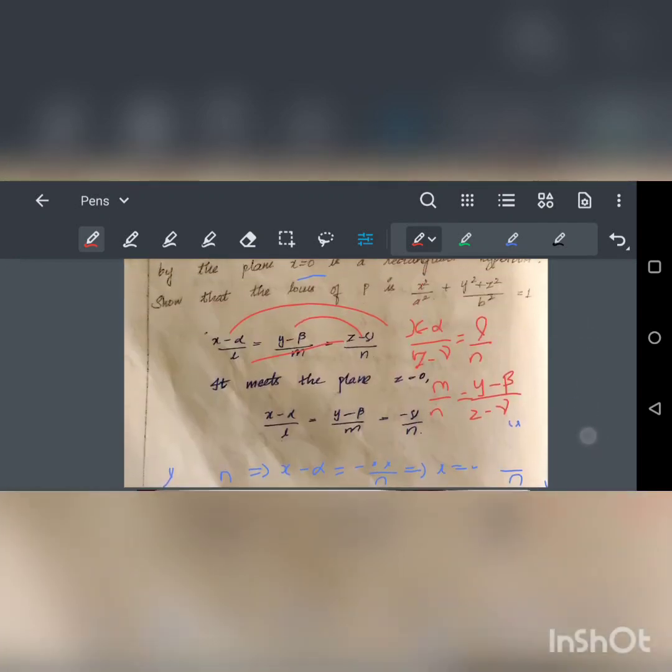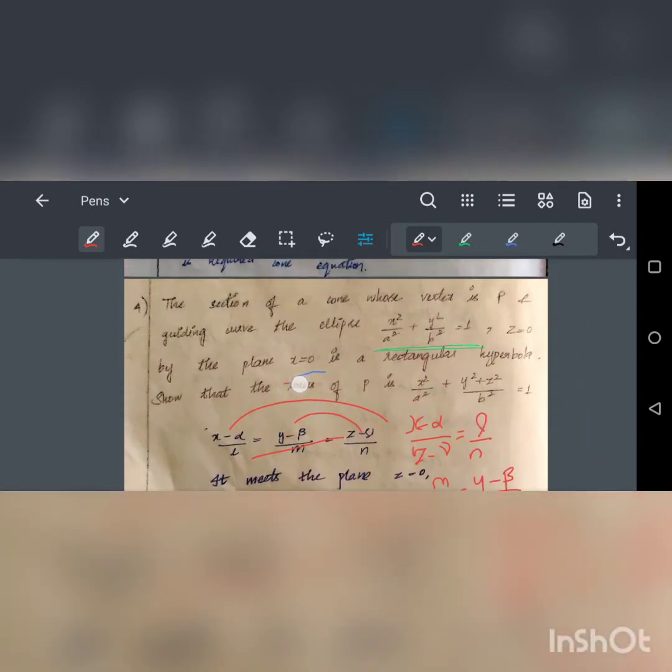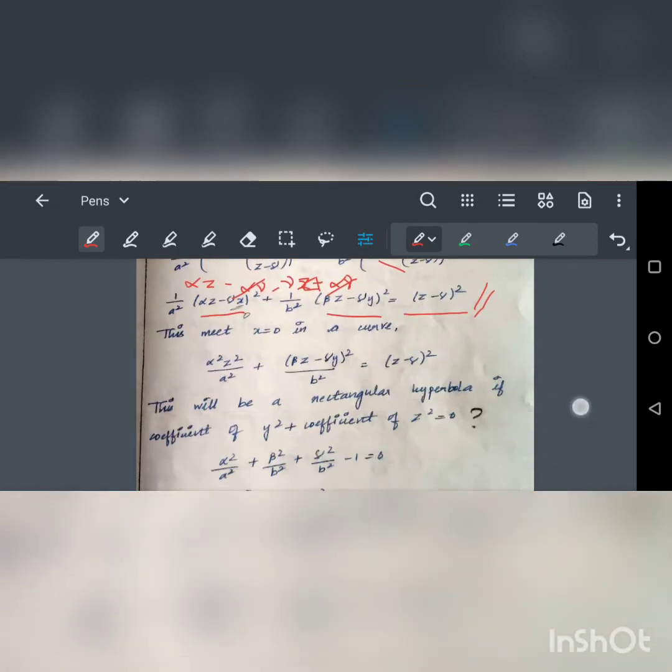Again, let us move further. The next thing given is the intersection of that guiding curve by the plane x is equal to 0.